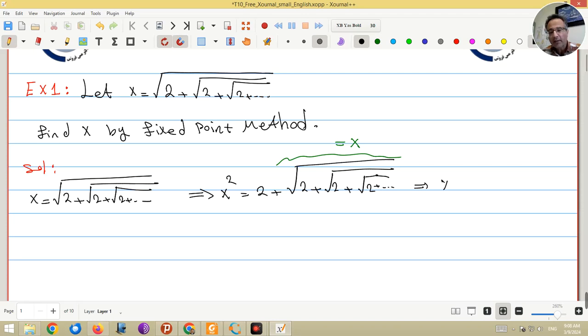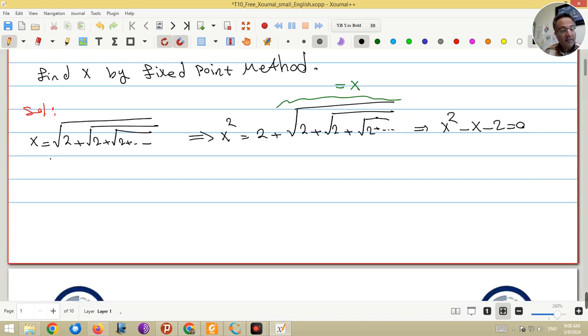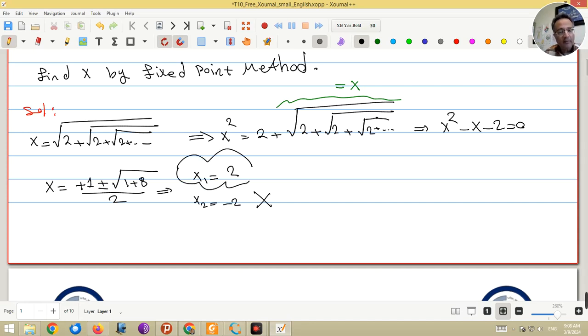So we can get x squared minus x minus 2 equal to 0. We can find x easily by the delta technique for second order equation. So we can get x equal to 1 plus or minus square root of 1 plus 8 over 2, and this gives x1 equal to 2 and x2 equal to minus 2. This is not acceptable and this is okay. But I want to find x1 equal to 2 by fixed point method.